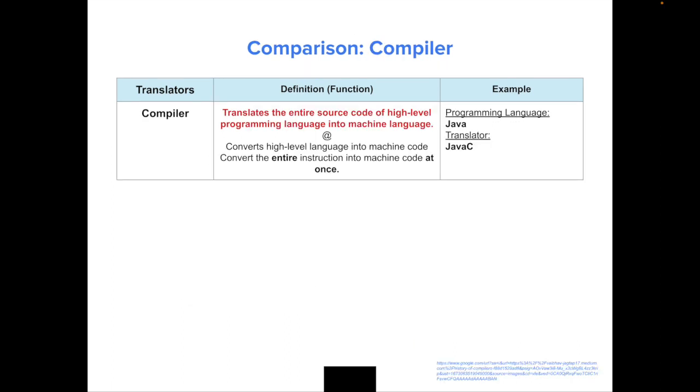Okay. Next is compiler. Compiler ni, dia translate the entire source code of high level into machine level. So, maksudnya dekat sini, compiler, dia akan produce one executable file, dia akan produce satu file yang boleh executed, after that barulah dia akan keluarkan output. Okay? Itu kena ingat lah. So, compiler translate the whole entire source code.